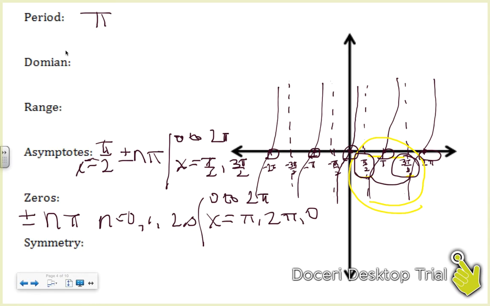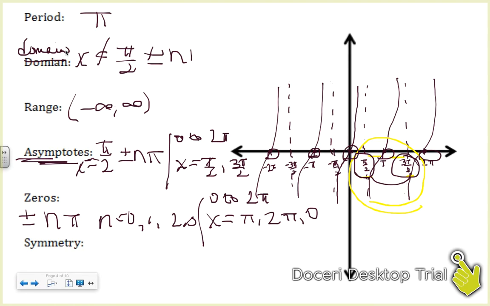There are no breaks in my range, so this would be negative infinity to positive infinity. And my domain is related to your asymptotes. It's basically the quick way. You can use set notation, but for our class, we're just going to say x can be every number except x can't be pi over 2 plus or minus n pi, which is all the multiples of pi. That'll give you all the asymptotes.